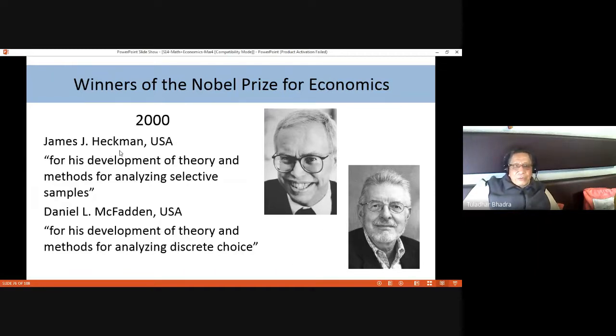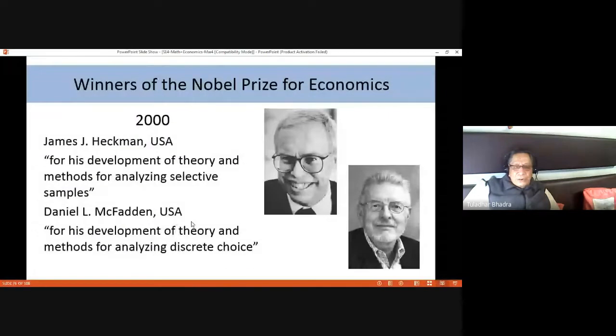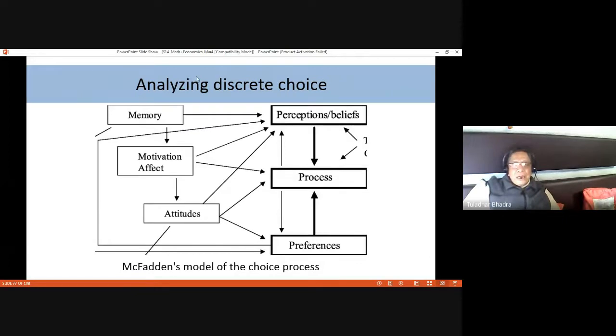James Heckman, USA, for his development of theory and methods for analyzing selective samples, and Daniel McFadden, USA, for his development of theory and methods for analyzing discrete choice. And this is here, analyzing methods, discrete choice over here, McFadden's model of the choice process.